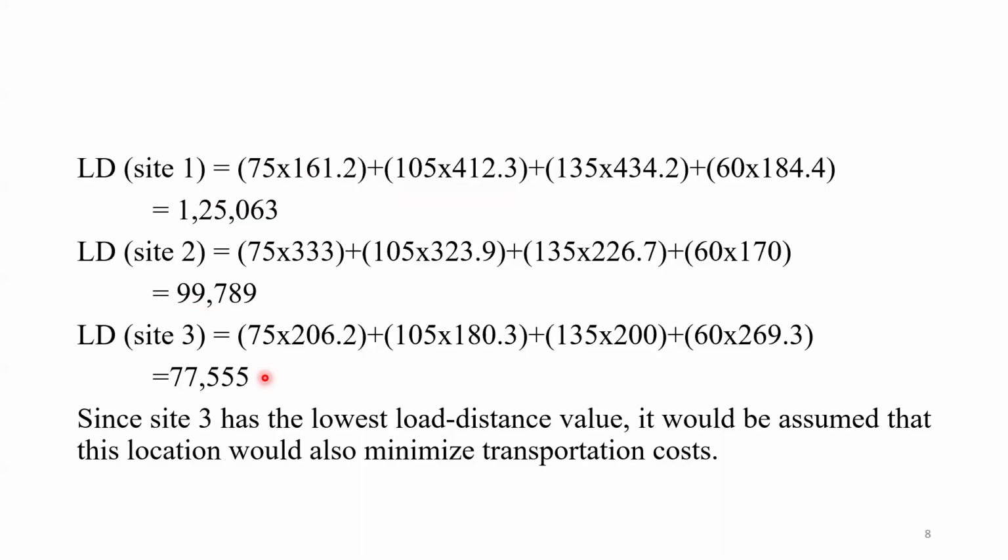so that I'm getting 1,25,000, 99,000, and 77,000. As this has the shortest distance, 77,000, 55 has the shortest distance, so I'll be choosing it, as this will be easy for me to optimize, so that I'm choosing that site C.